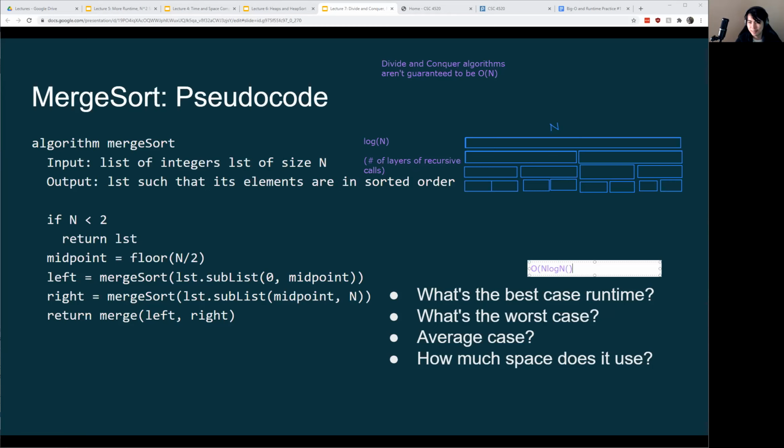Forget I just said that. Let me say that again. Since you know that the amount of work being done at each layer is n, and that there are log of n layers, then the best case, the worst case, and the average case is going to be O of n log n. All right? That's the answer for all 3 of these runtimes.